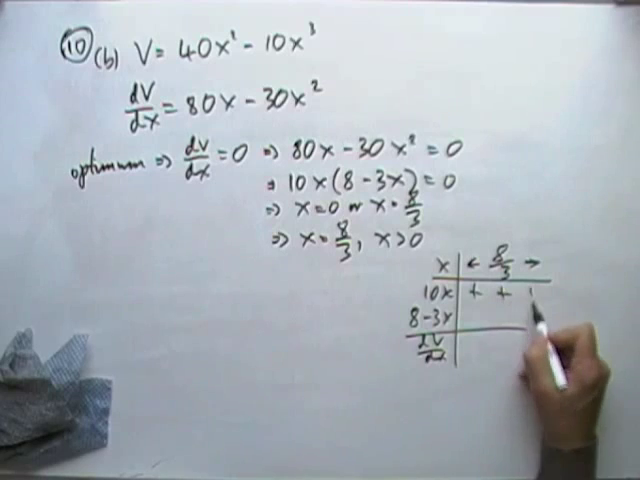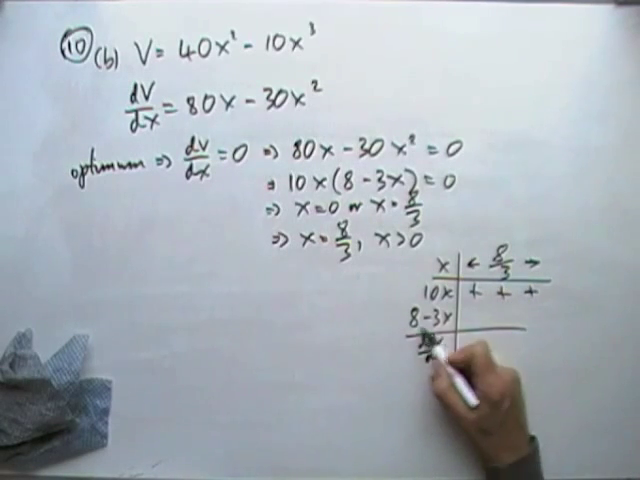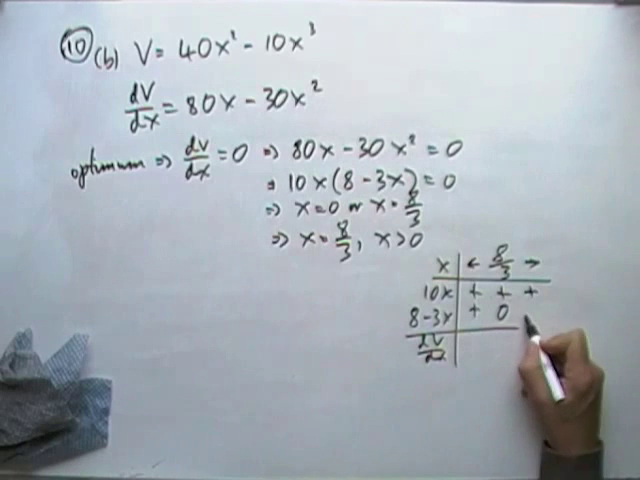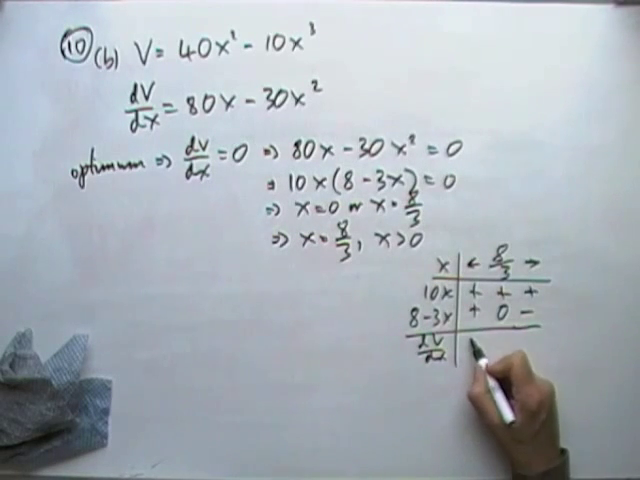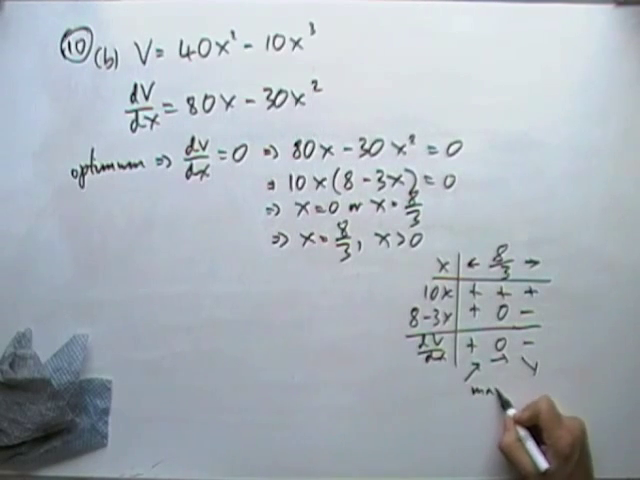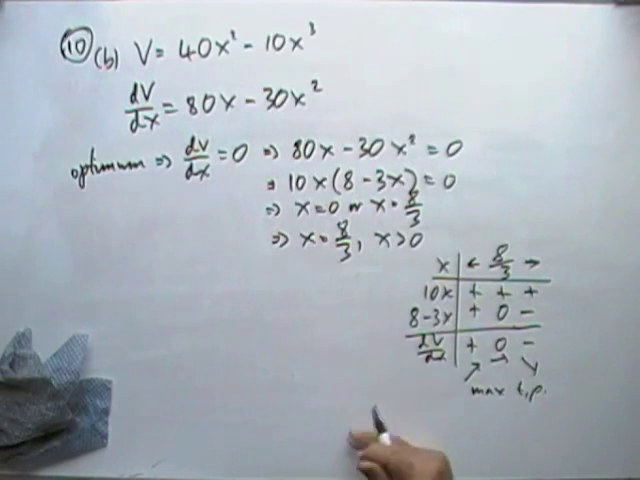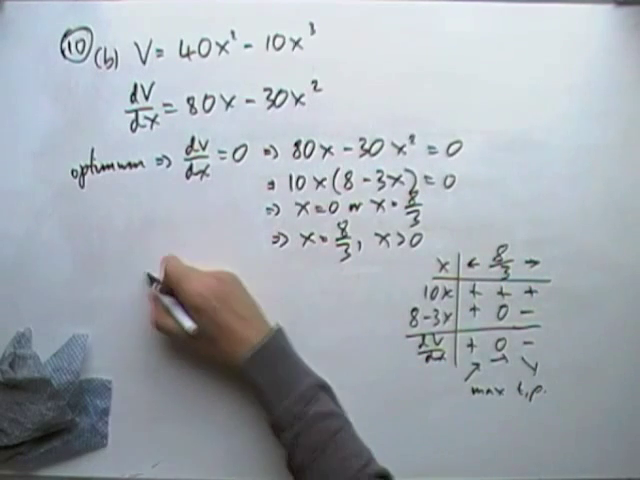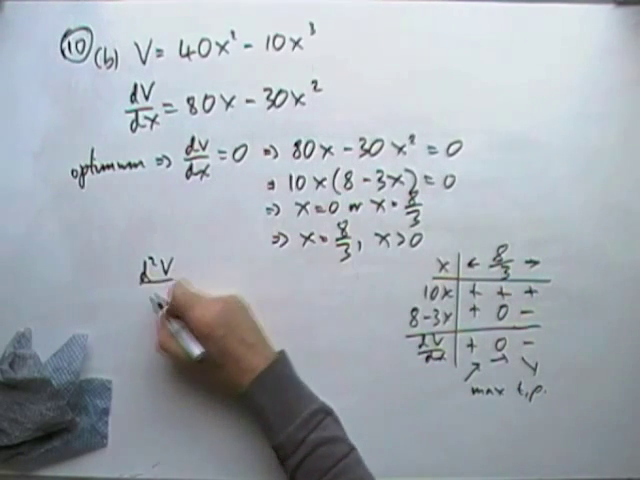Well, 10x is going to be positive there on either side. 8 minus 3x is a decreasing function. It'll be 0 there, so it'll be positive before, negative after. Multiplying the factors together gives me that. So I have in fact got a maximum turning point. You can either do that, or you could use the second derivative. I'll just put this here briefly.